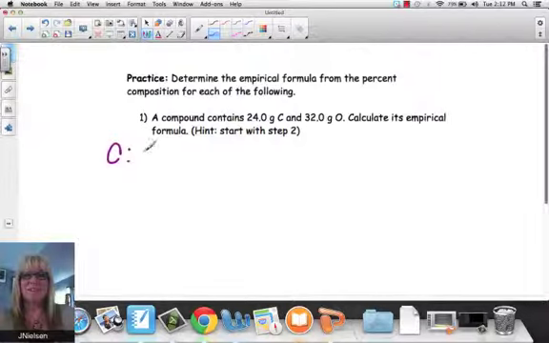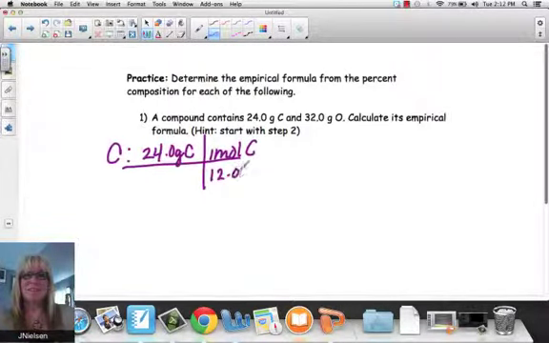So carbon, we have 24.0 grams of carbon, and we know that 1 mole of carbon is equal to 12.011 grams of carbon. So my grams of carbon cancel, and when I divide, I get 1.998 moles of carbon.